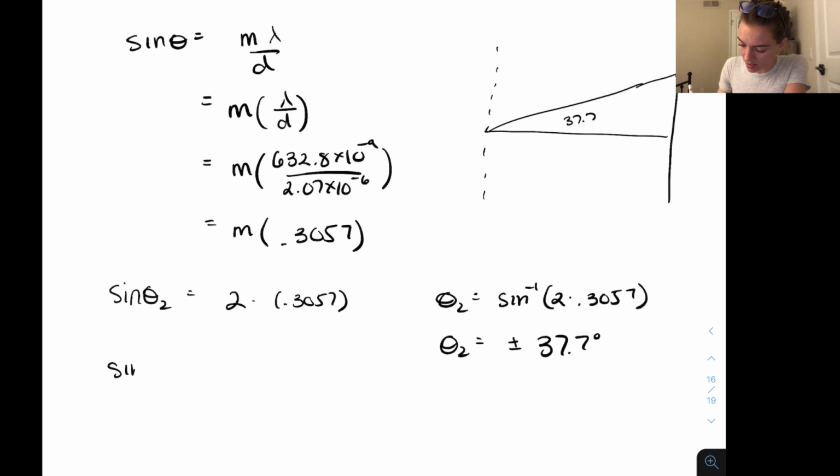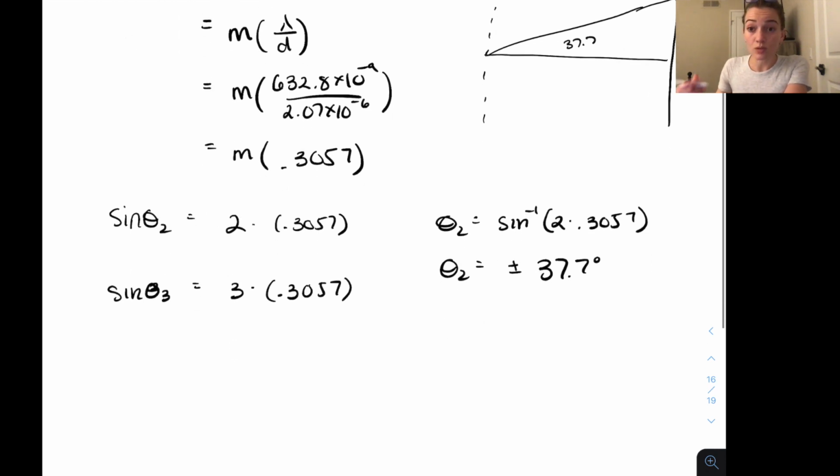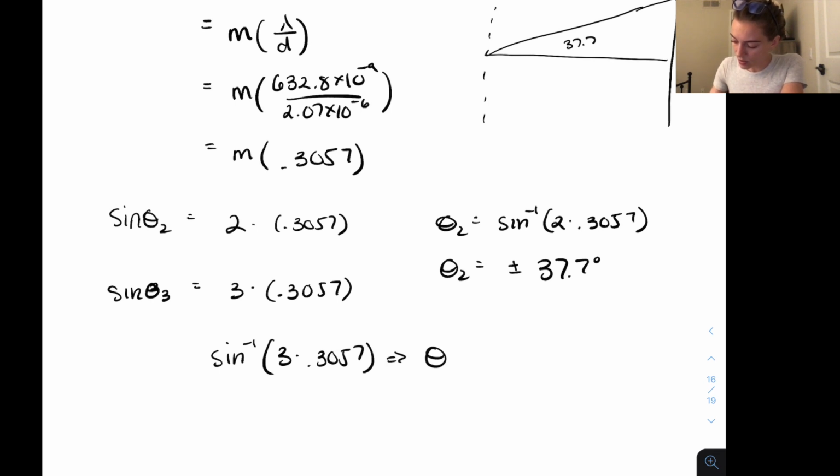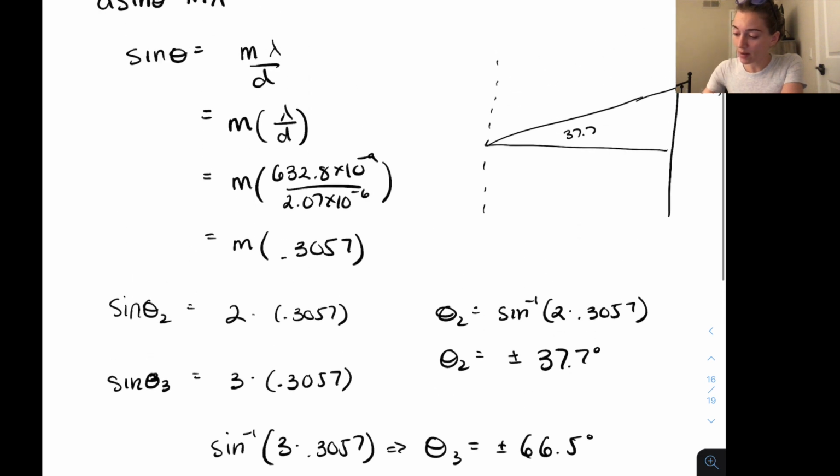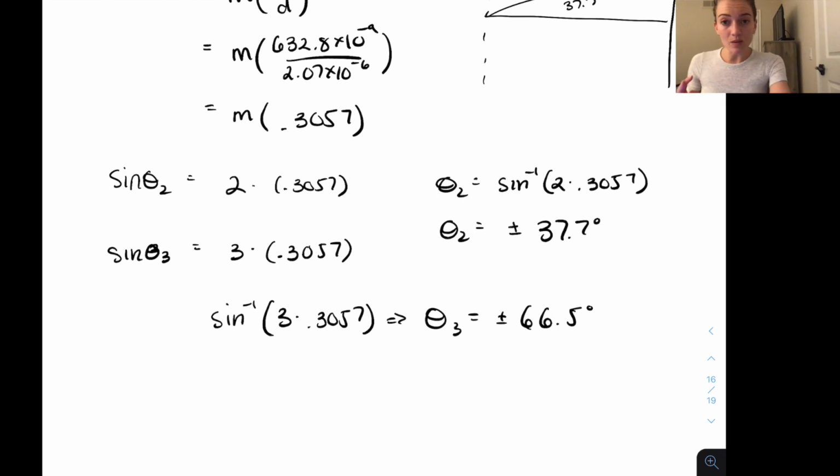So we'll do sine of theta 3 is 3 times 0.3057. So again, do sine inverse. So we have sine inverse of 3 times 0.3057. And that comes out to theta is plus minus 66.5 degrees. So now that means this angle here for our third bright spot would be 66.5, so it'd be twice as big around here. And now, so that was m is equal to 3.